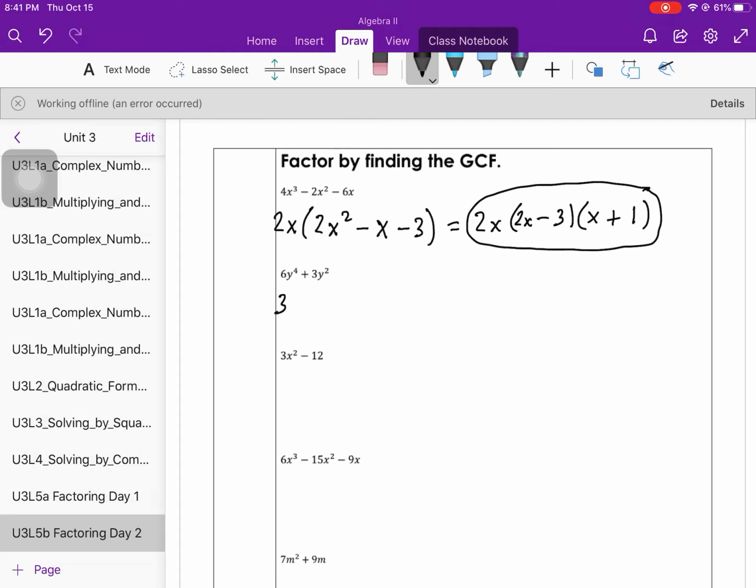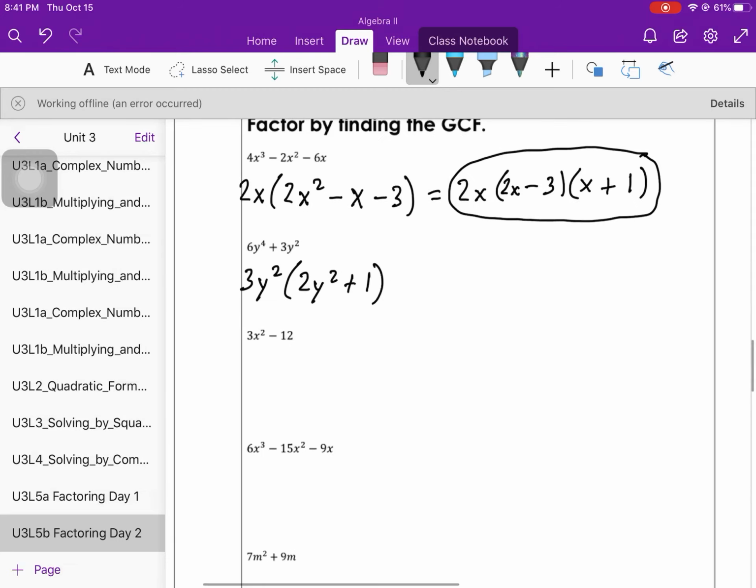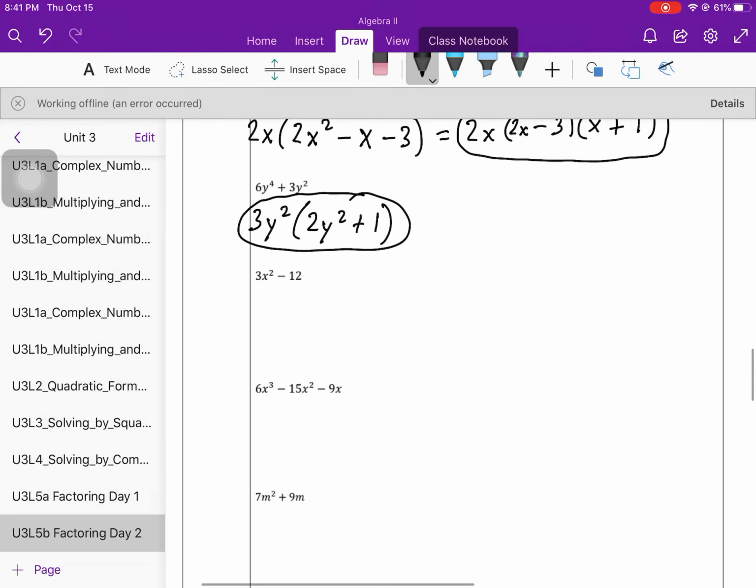This one, we would be able to take out 3, because 6 and 3 are both divisible by 3. And then y to the 4th and y squared. The biggest variable term we can take out is a y squared. So now when we divide those out, we're left with 2y squared plus 3y squared divided by 3y squared is 1. Make sure that you write the 1 in there. And now we can't break that up any further, so this is our answer right here.